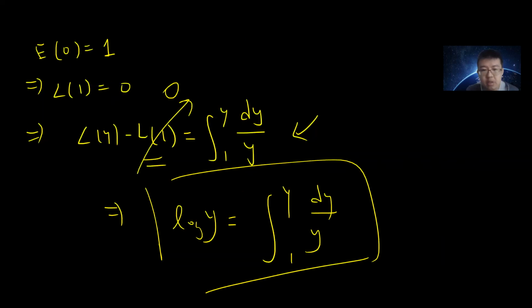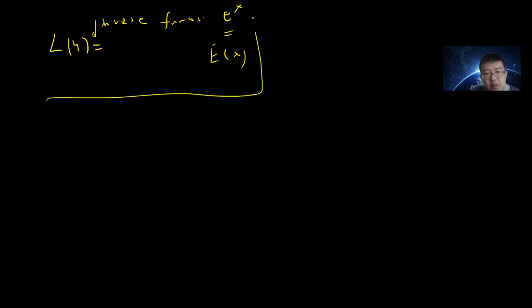Okay, and then you can prove it. So now if I define L of y to be the inverse function of the exponential e of x, then you can use this definition to show that this is actually the log that you're familiar with. And I think I don't have to prove this, so just prove it by yourself.